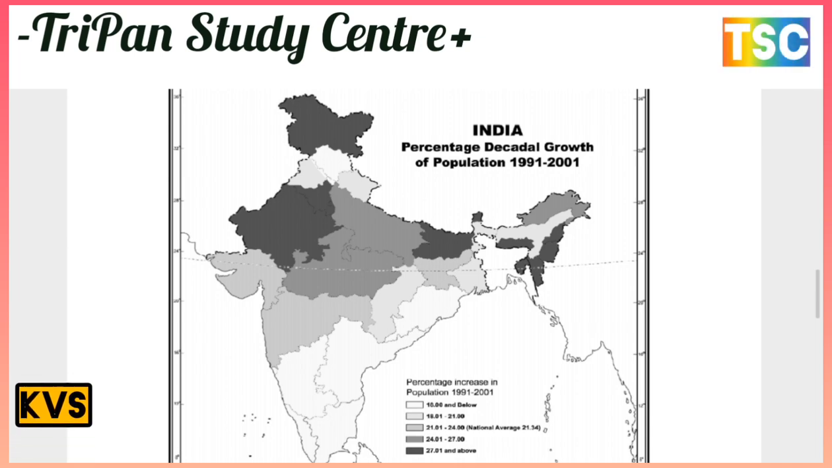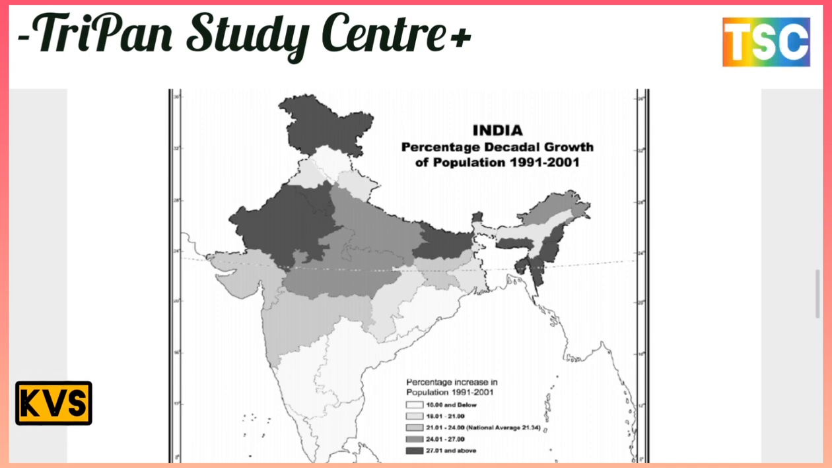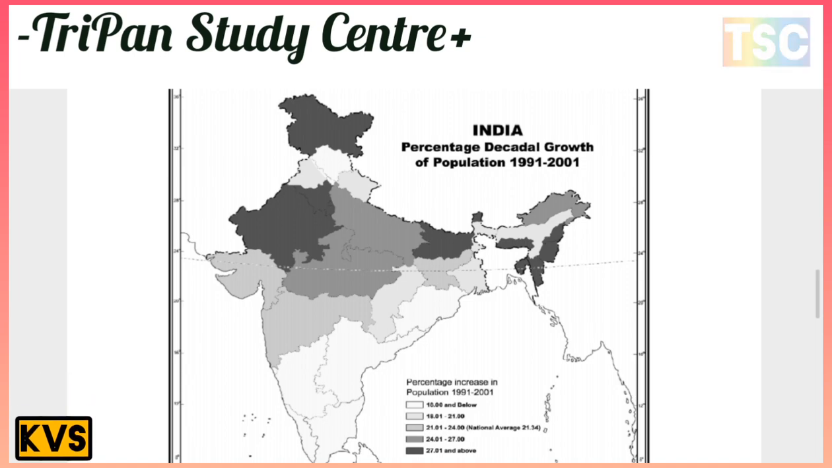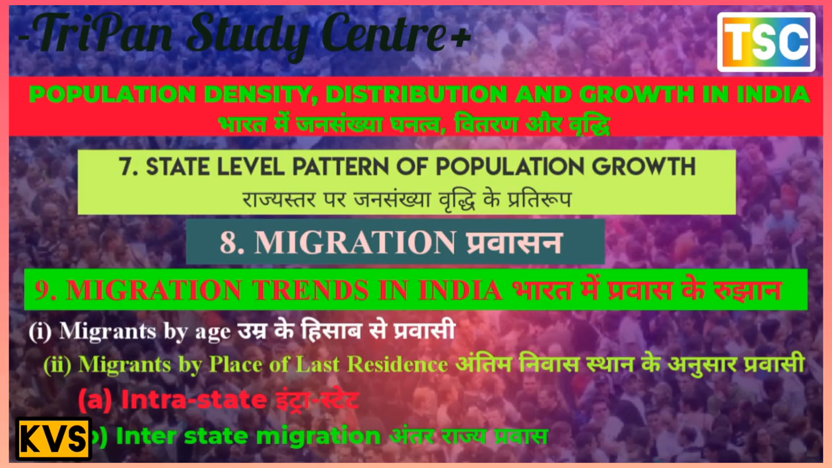This period of time is most important. The 24 to 27% category is a massive dark area, including Uttar Pradesh, Madhya Pradesh and Arunachal Pradesh. And 27% and above is mostly Rajasthan, Jammu and Kashmir, and Bihar. This is the percentage decadal growth of population from 1991 to 2001.